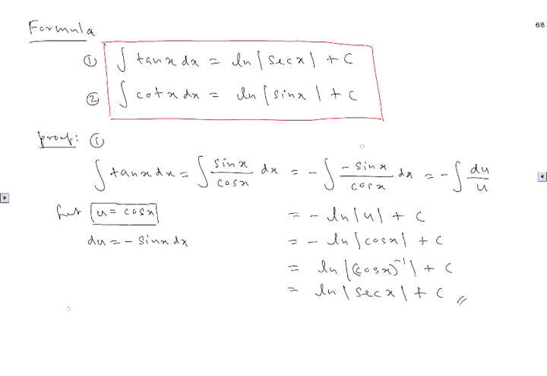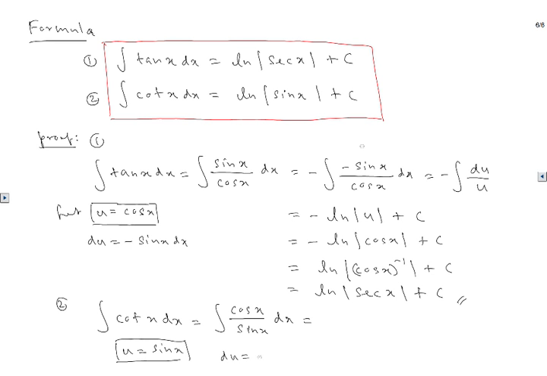And similarly, you can prove the second one. What's going to happen? It is cotangent x dx. Cotangent means cosine x over sine x. In this case, you can take u equals sine x. So the derivative becomes du equals cosine x dx. That's the derivative. So that means your problem you can write as du over u.